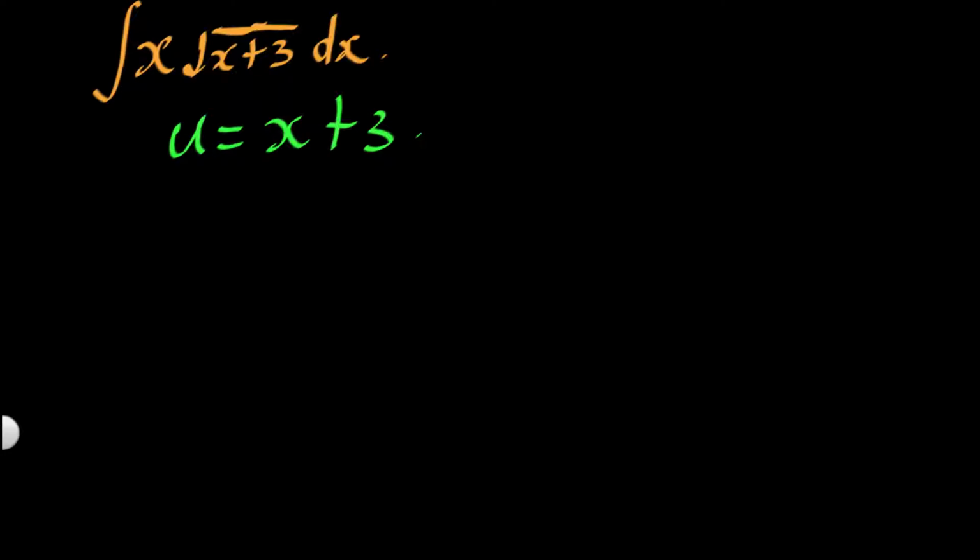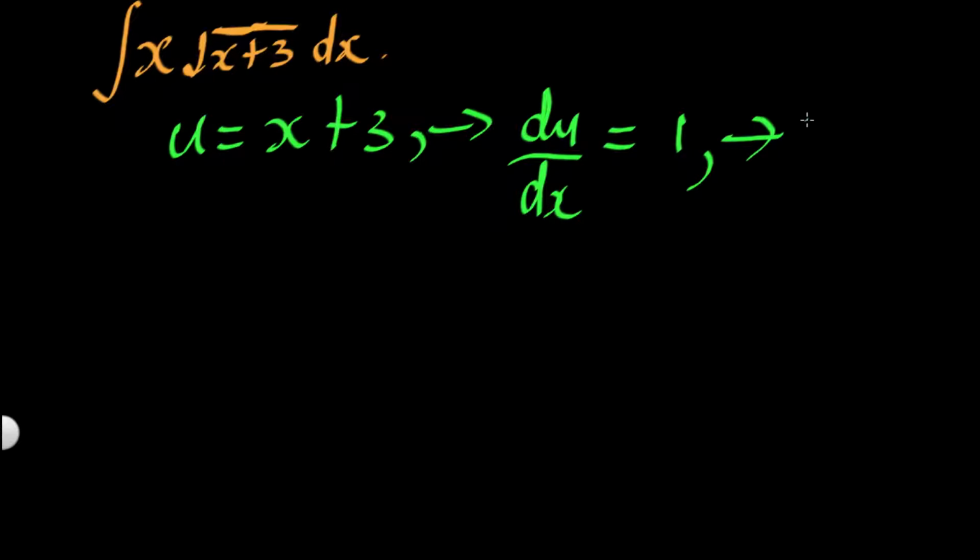From here, I'm going to look for du dx, which is equal to 1. I simply differentiated x plus 3 with respect to x. From here, it also means du is equal to dx, or dx is equal to du. We need this because we're going to replace our dx with a du, so you should do that.